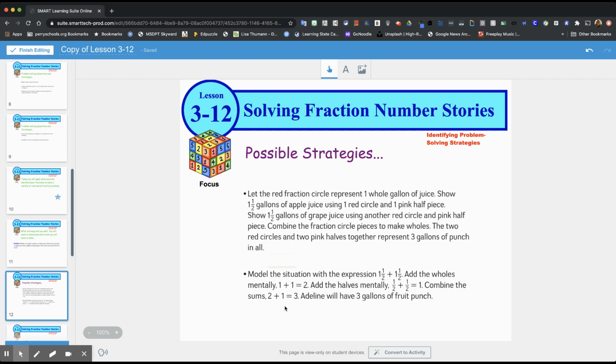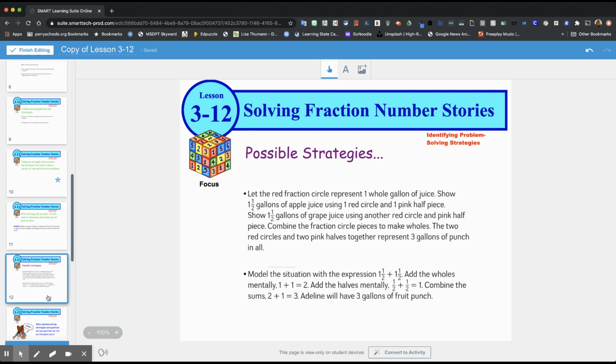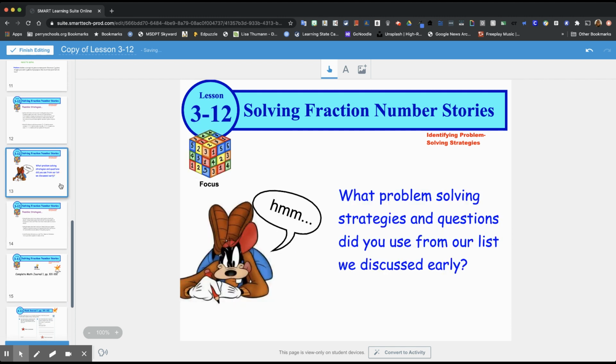The next one was just like what I did. If I would have continued to solve it, I would have seen 1.5 and 1.5. 1 plus 1 was 2. 2 halves is 1. Combining 2 plus 1, we still would have gotten 3. Notice 2 different strategies got us to the same answer.